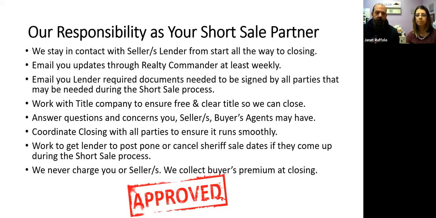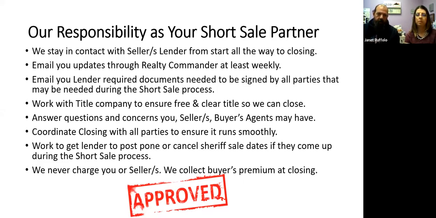Every time I touch that file, call the bank, upload documents, request documents, you're going to get an email sent to you. You can log in 24/7 to see where we're at with the file, what's going on with the file, how close we are to an approval to get everything in there.